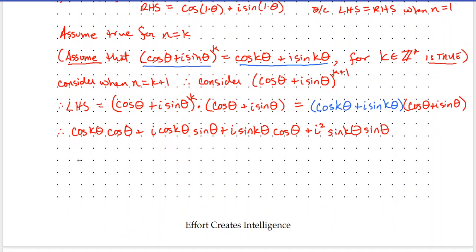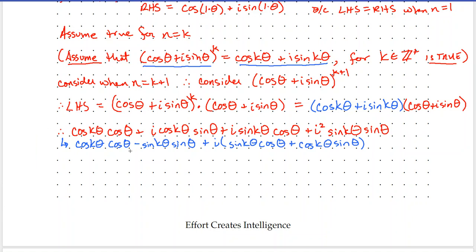Now, rearranging these terms just a little bit, that's going to give me cosine of k theta cosine of theta minus sine of k theta sine of theta, plus i times the sine of k theta cosine of theta, and then plus the cosine of k theta sine of theta.